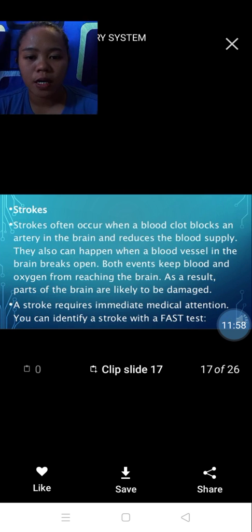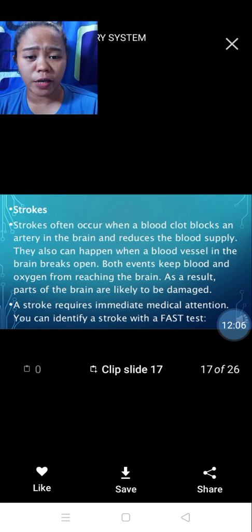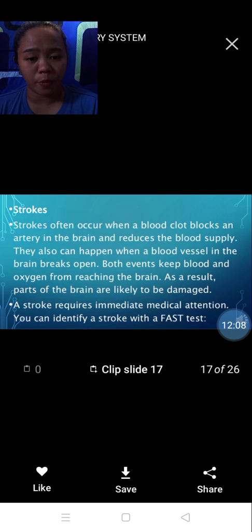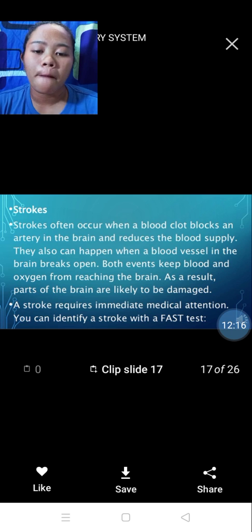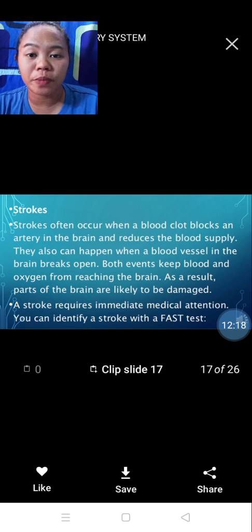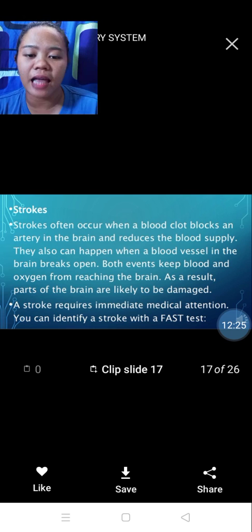Next is the stroke. Strokes often occur when a blood clot blocks an artery in the brain and reduces the blood supply. They also can happen when a blood vessel in the brain breaks open. Both events can keep blood and oxygen from reaching the brain. As a result, parts of our brain are likely to be damaged. Yan po yung stroke. A stroke requires immediate medical attention.